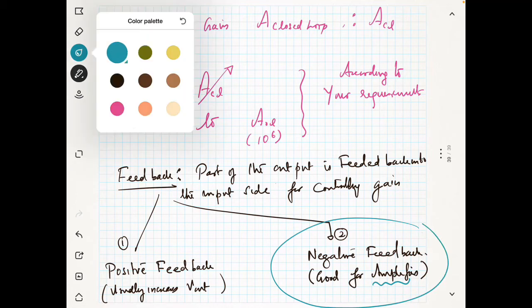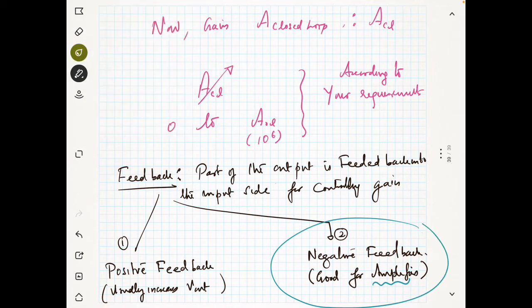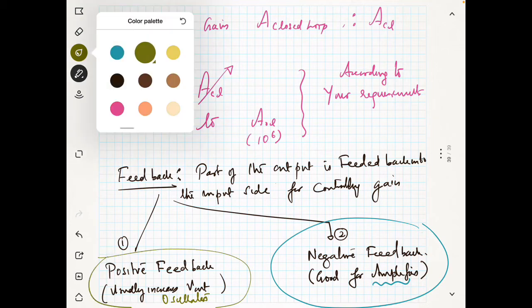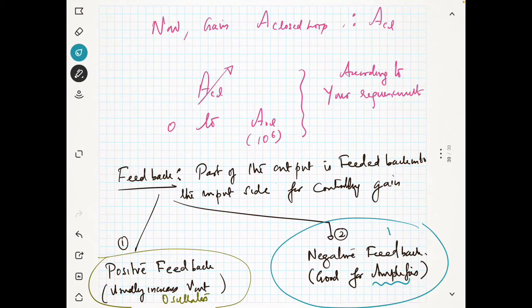But positive feedback is also useful in certain circuits like oscillators. We will see that later. It is there for you to study. So oscillators will be using the positive feedback. But at this point of time, we are talking about amplifiers, so our amplifiers will be using negative feedback.